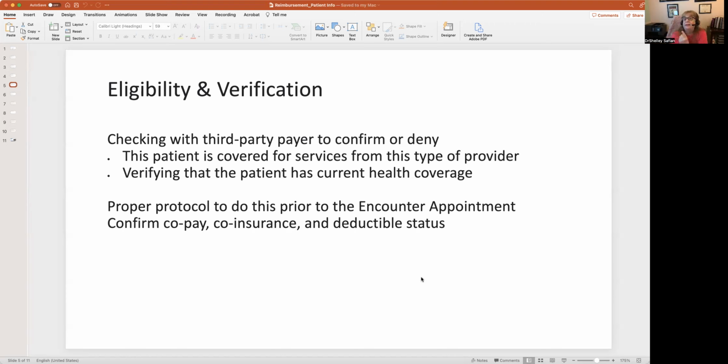Okay. No, it didn't end at the end of December, and now we're in January and you don't have any insurance, but you're trying to fool me by showing me your old insurance card. It happens. And two, to verify that the patient has this type of coverage.